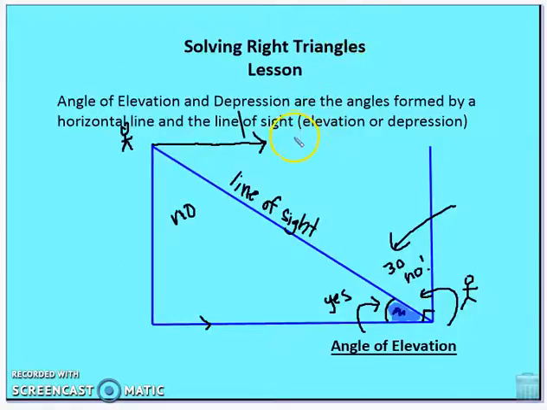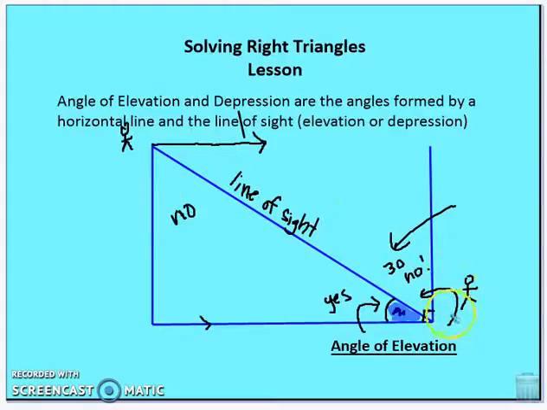All right, so that leads us into a discussion about angle of elevation and depression. Angle of elevation is the angle made with a horizontal and a line of sight. And the line of sight is just that connection between the bottom right here and the upper left, or the sight between what we are observing and ourselves as the observer.